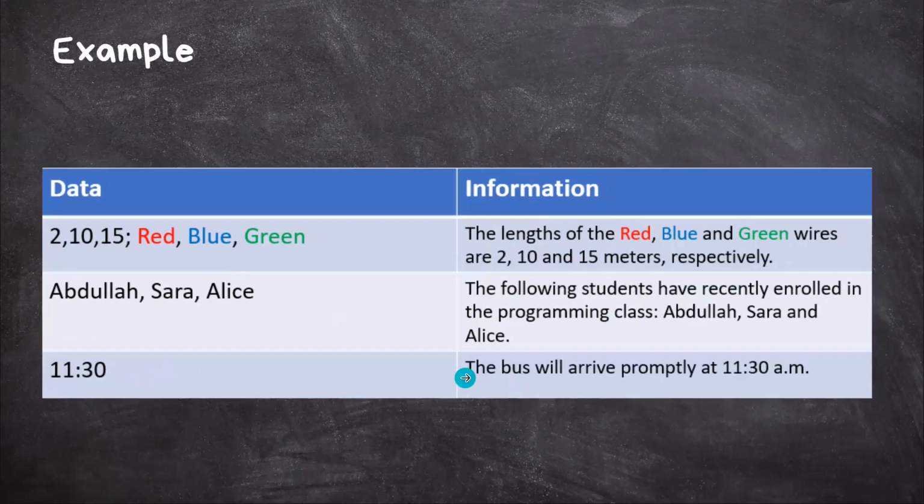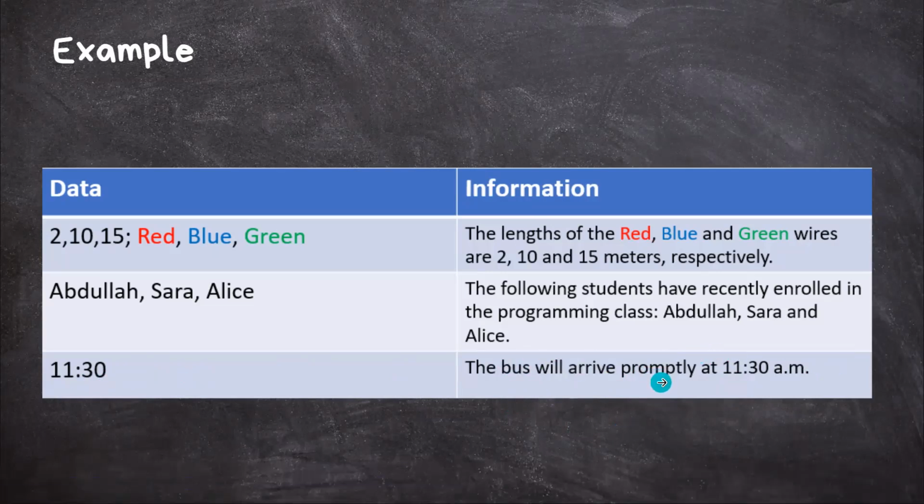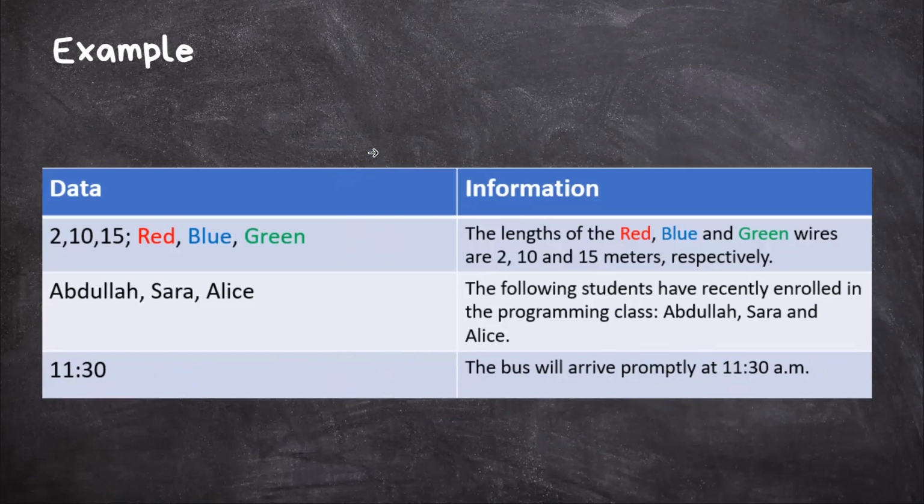But if you say this, that the bus will arrive promptly at 11:30 a.m., so now I understand, okay, this 11:30 refers to the time at which the bus will arrive. So I hope, by looking at these examples, you get a sense of what is data and what is information, and what is the basic difference between them, right?